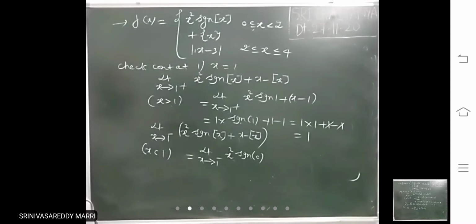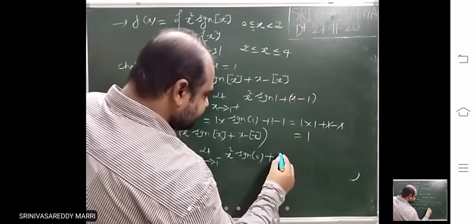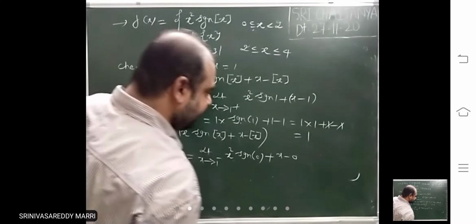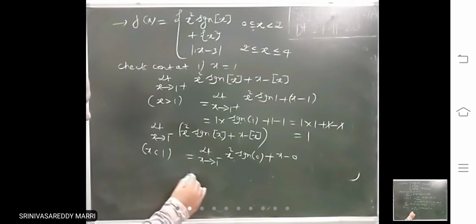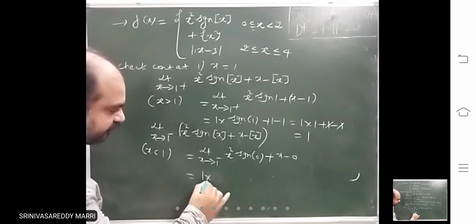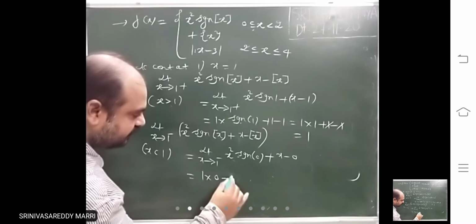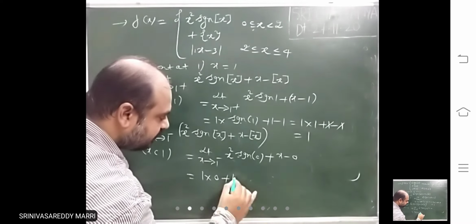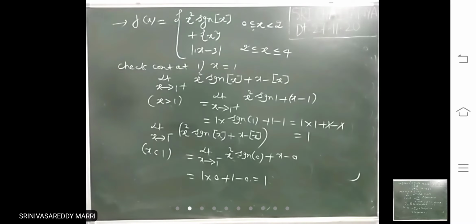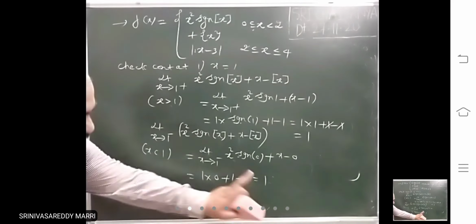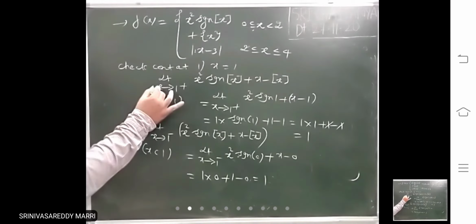Yes, signum of 0 plus x minus 0. This is the definition. So now you substitute 1 into signum 0 plus, what is it? 1 minus 0, 1. So therefore the left limit is 1.